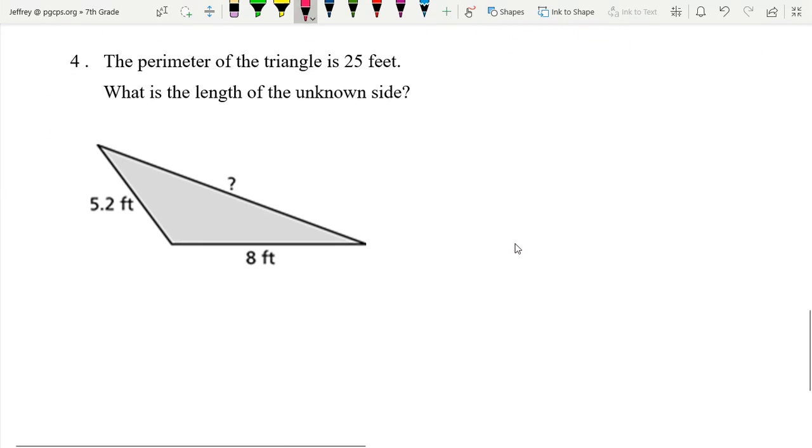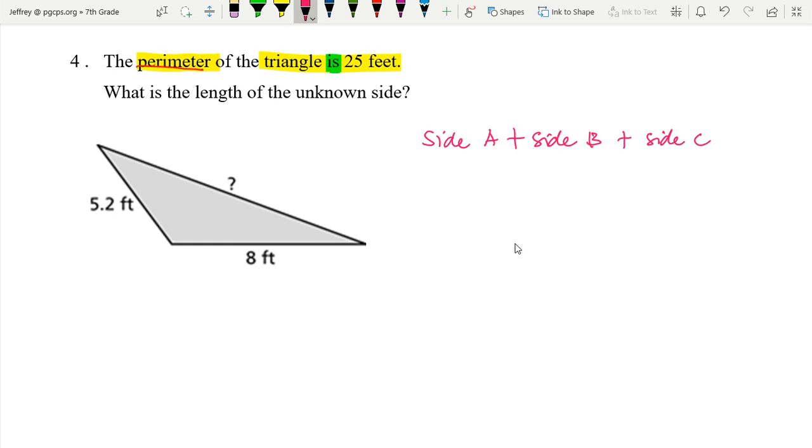Now, number 4, perimeter. The perimeter of a triangle is 25 feet. Okay, look at the word is. So we all know that when you say perimeter, it is the sum of all the sides. Means side 1 or side A plus side B plus side C is equal to your perimeter. All right, here you go.